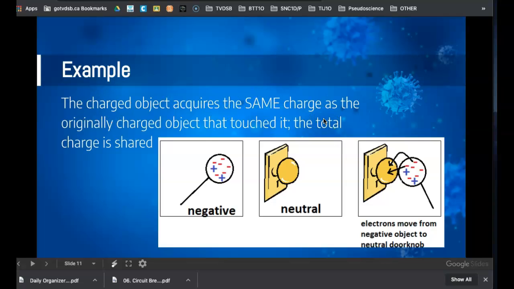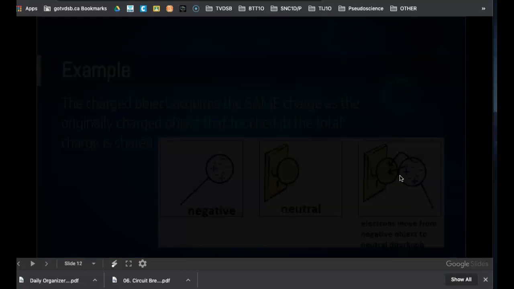If you take a charged object and you touch a neutral object, both are going to end up with that charge. So if I took a negative ball and touch a doorknob, they are both going to end up being negative. If I took a positive ball and touched the doorknob, both of them would end up being positive because some of the electrons from the doorknob would then move into the balloon. Right?